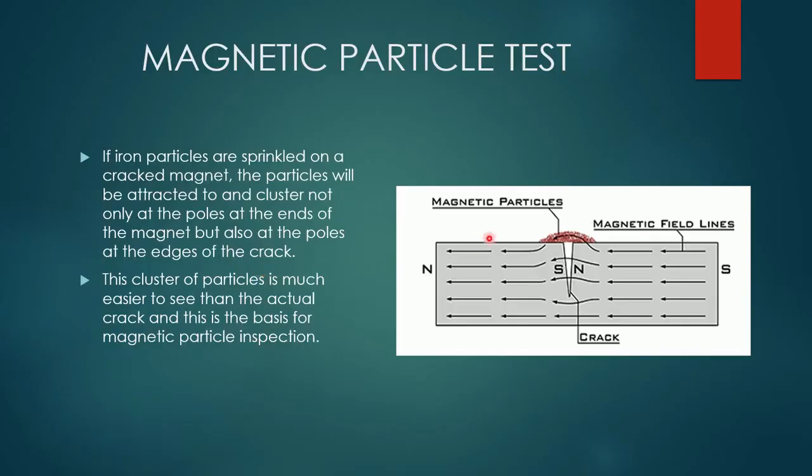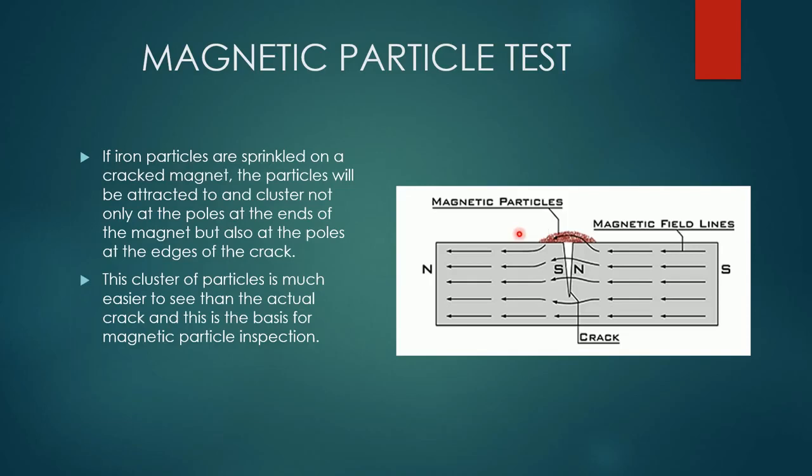So you can see the crack is over here, and iron particles are sprinkled over here. Due to this void or vacant space, the magnetic field lines are discontinuous. So the particles will be attracted towards each other and make a cluster, right? The cluster of particles indicates that some defects are here. Even if there is a subsurface defect like a crack, not at the edge of this particular area, if the crack starts from here to this point, it will also detect the crack.